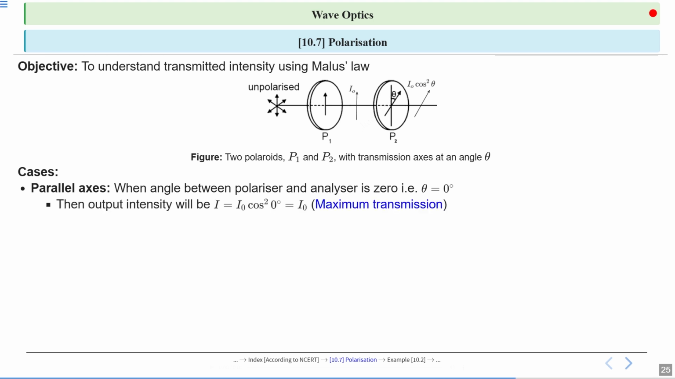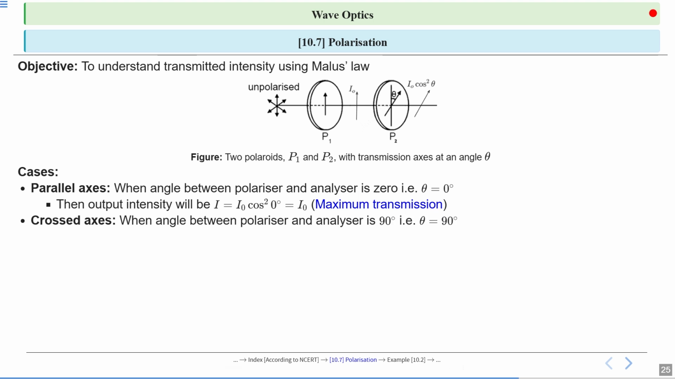So the output intensity will be I equals I naught cos square theta. Now the angle is 0 degrees, meaning the angle between the transmission axes of the two Polaroids, that is polarizer and analyzer, is 0 degrees. The transmission axes are aligned in the same direction. So theta is 0 degrees, and I equals I naught cos square 0 degrees. Cos 0 is 1, and 1 square is 1. So I will be equal to I naught. That is the maximum transmission through the P2 Polaroid.